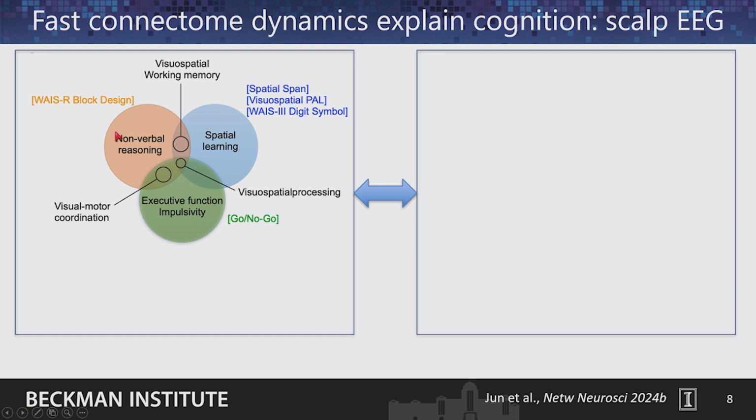And as interesting is what we did not find in this association. For example, crystallized abilities are not associated, memory is not, at least in this young adult sample. Reward processing, for example, is not.